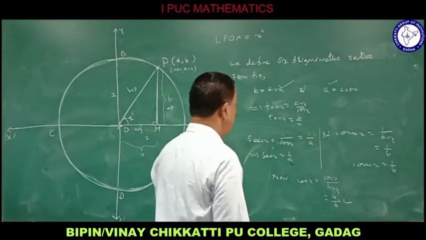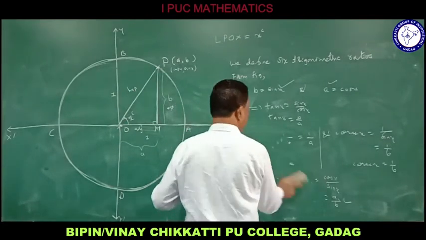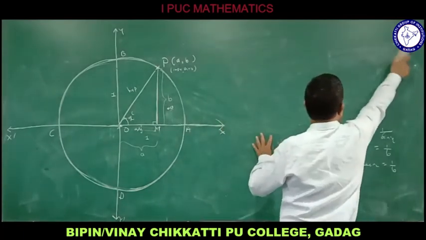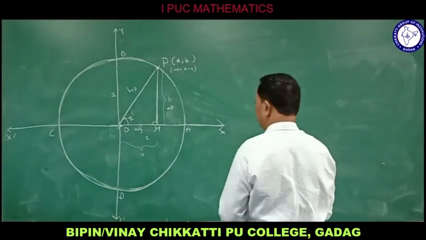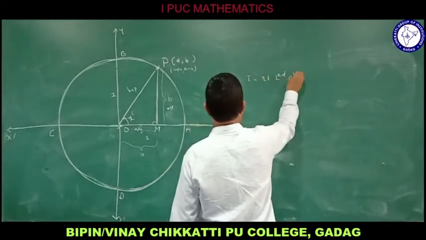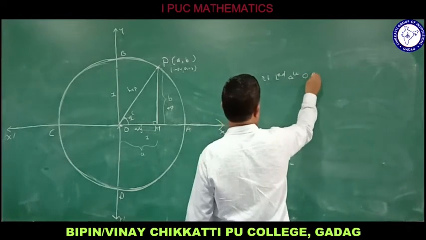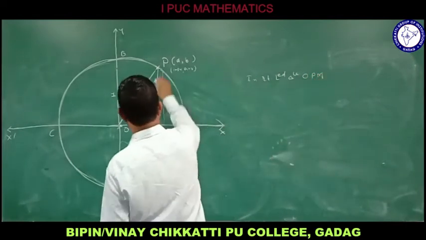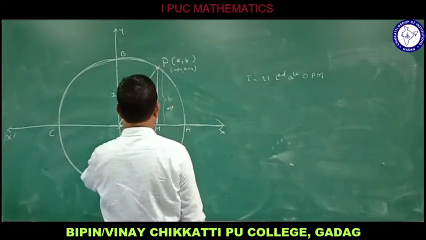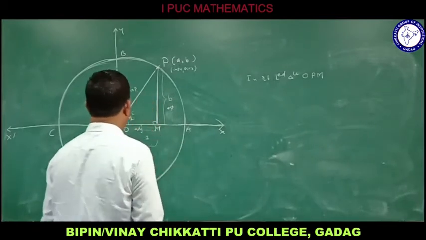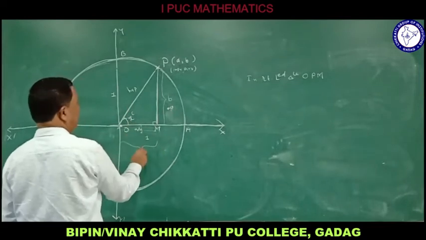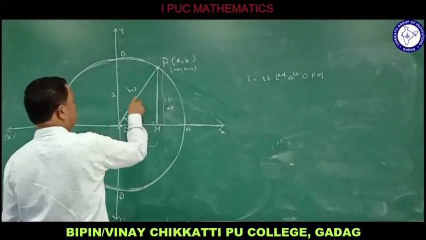Now, coming to the next point: trigonometric identities. Some identities you have proved in SSLC, and the same identities I want to prove here also. So in the right angled triangle OPM, what is our Pythagoras theorem? Here OM is a, and this is b. This square plus this square is equal to this square.